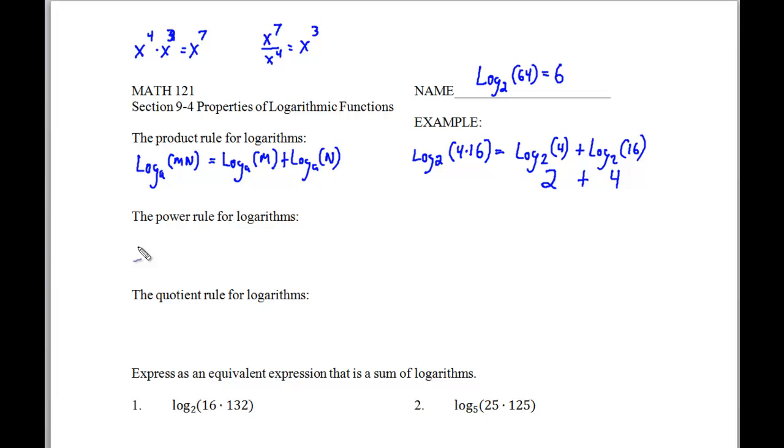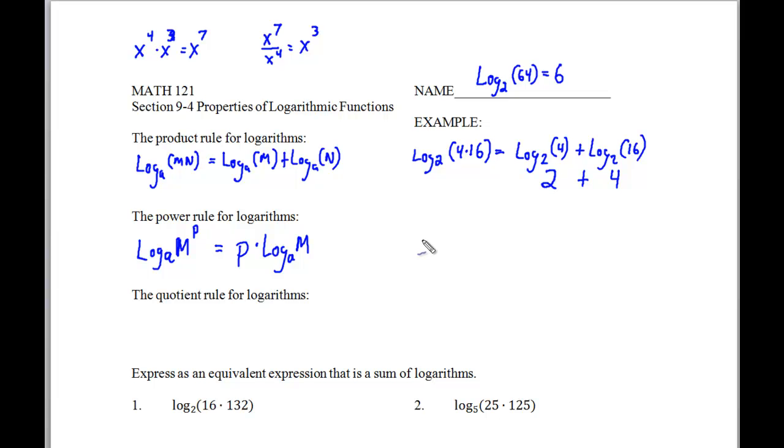Now the power rule is kind of a nice little shortcut technique. So if I have log base A of m raised to the p power, I can rewrite the problem as p times the log base A of m. So let's talk a little bit about this example here and show you where it seems weird to just take the exponent and move it to the front, but actually we've seen this in a previous video, a problem that could help us with this.